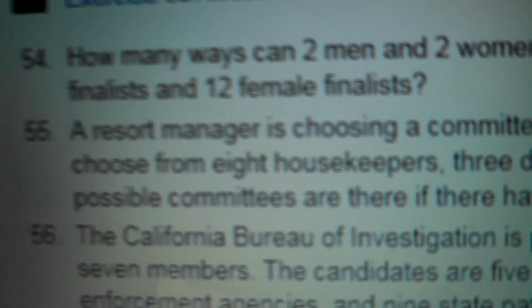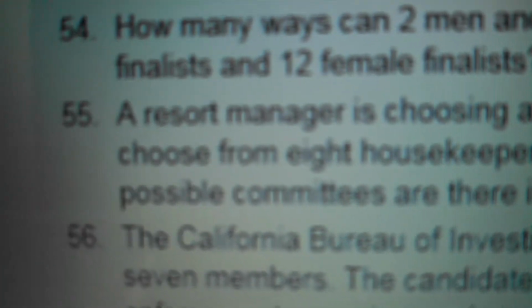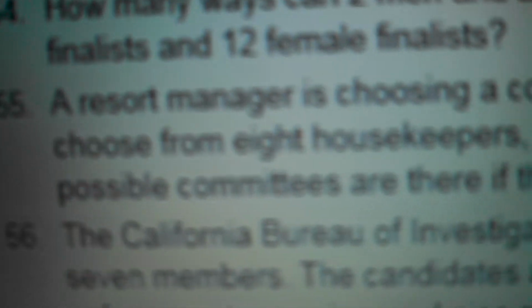Okay, this is the solution to one of the problems concerning a committee selection.